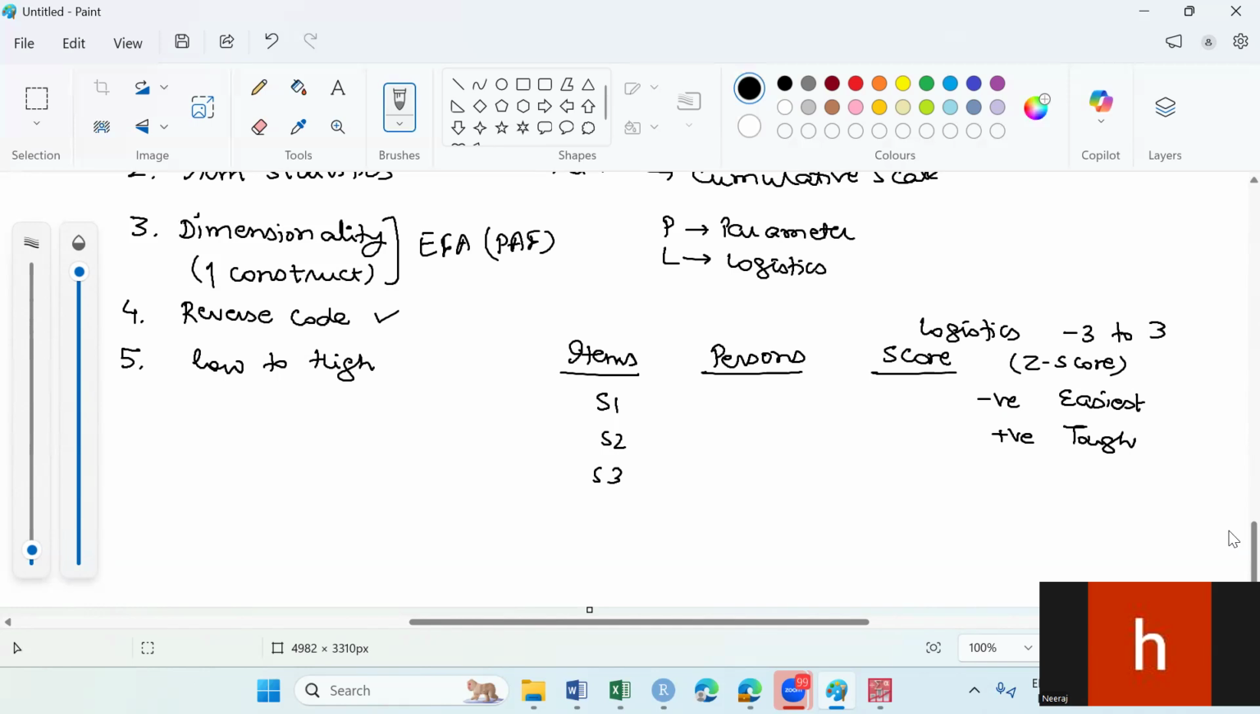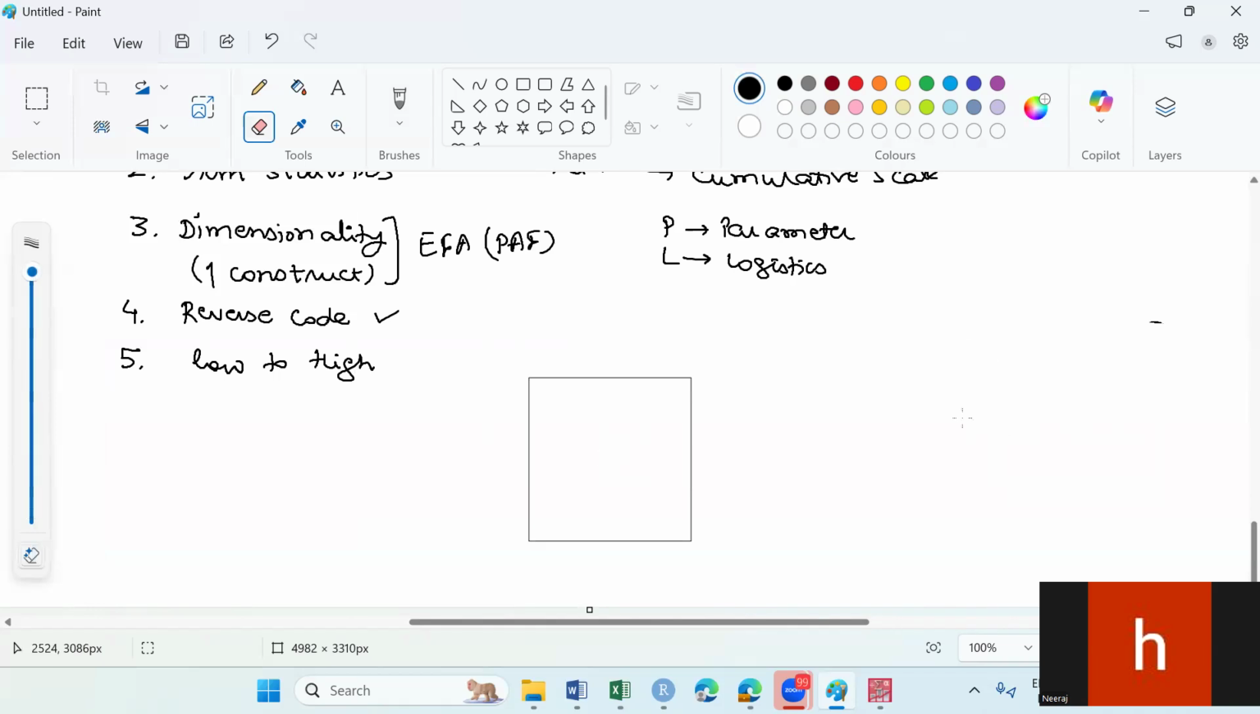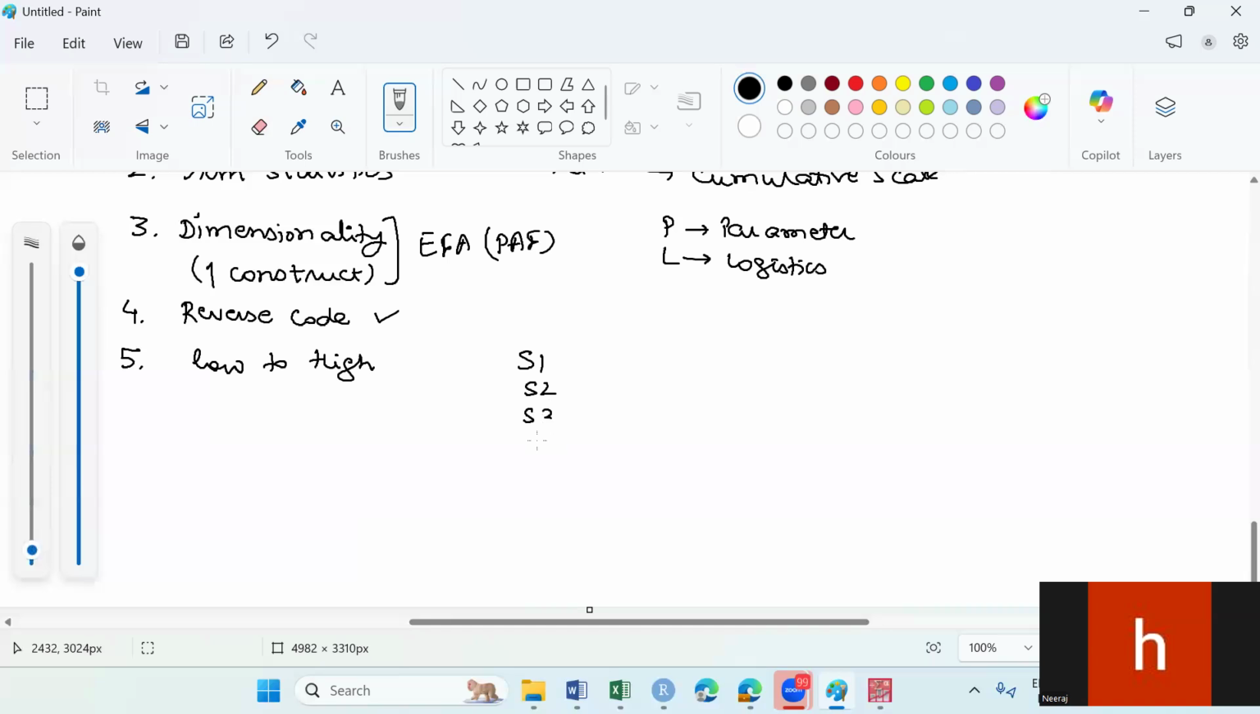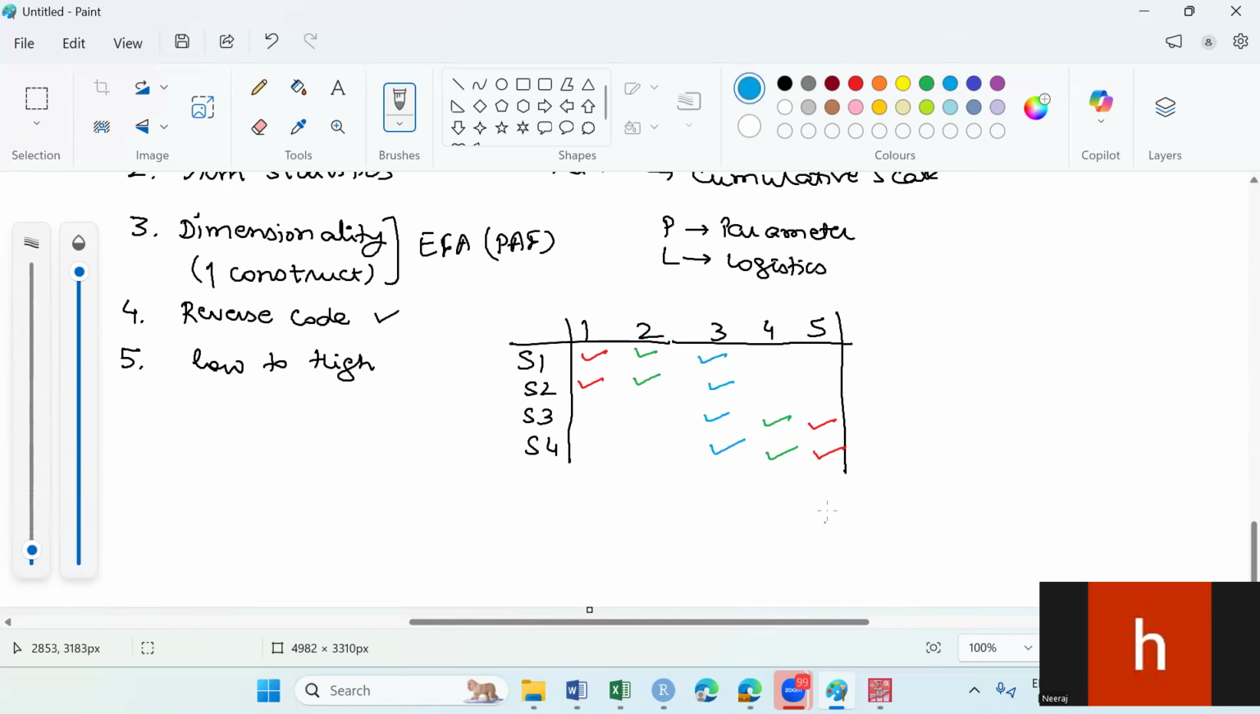For example, take one limitation, Dr. Raja, you will understand the pitfalls of a Likert scale. S1, S2, S3, S4, 4 items are there. I asked on a 5-point scale. So please help me in the data entry. First person with the red color, make a tick mark here and tick mark here. Second person, make a tick mark here and tick mark here. And third person, make the tick mark here. Help me in the data entry.